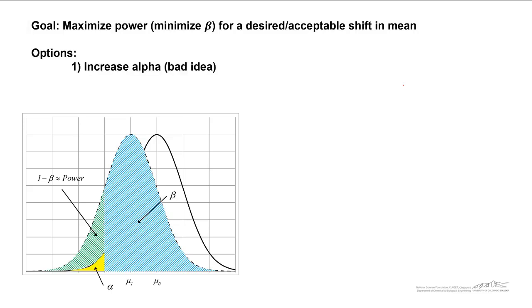There are two ways to do this. One, you could increase alpha. Increasing alpha would bring that critical sample average over to the right for this lower-tailed test, and that would tend to decrease beta and increase power. However, this is a bad idea because as you increase alpha, you also increase the probability that you will accept the alternate hypothesis when in fact it is false. So you want to try to minimize alpha while simultaneously minimizing beta and increasing the power of the test.